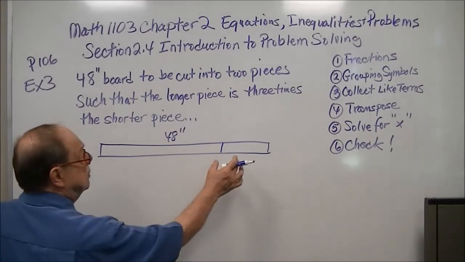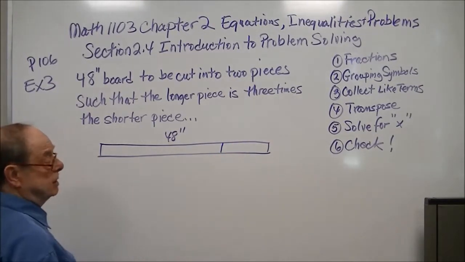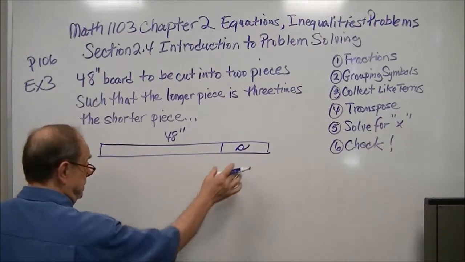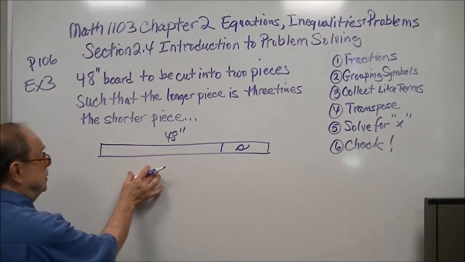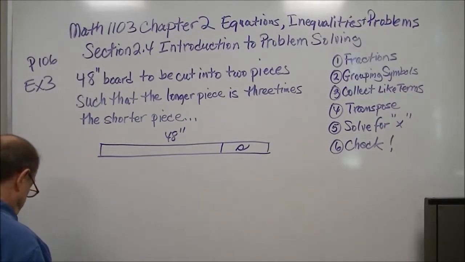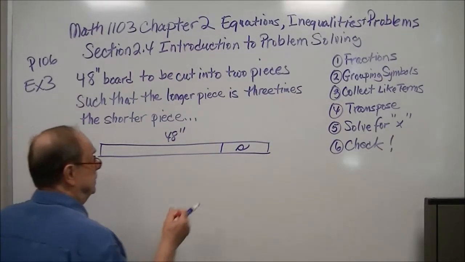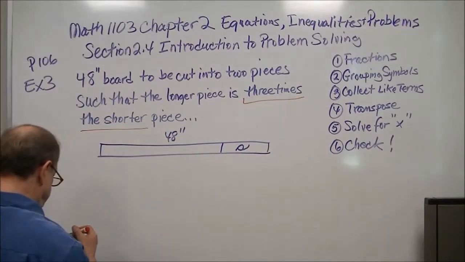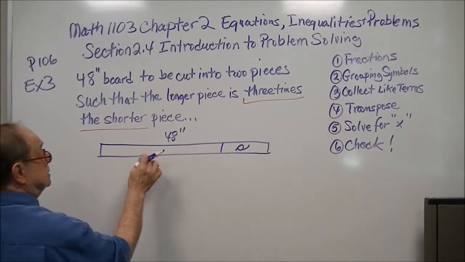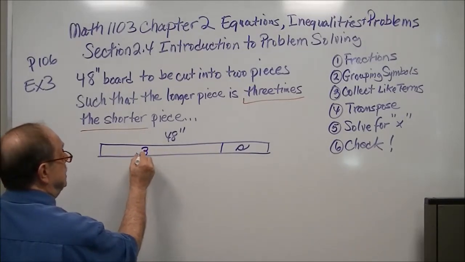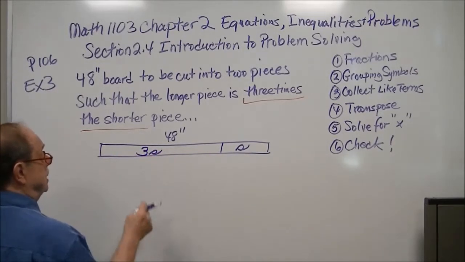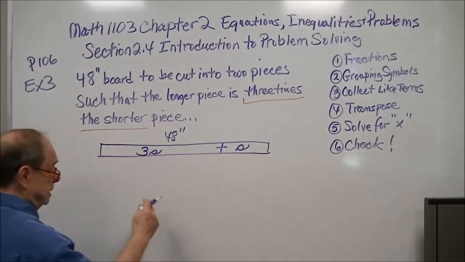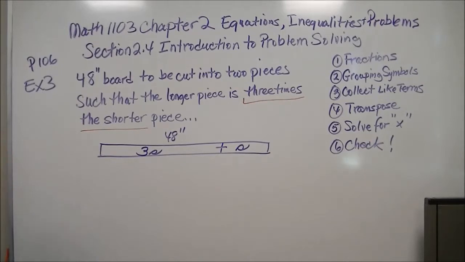Do we know what the short piece is? And the answer is no. So let's use the letter S for the short piece. Now, what do we know then about the long piece? Well, it says it right here. It's 3 times the shorter piece. So this piece we now know is going to be 3s. And we know that 3s + s is going to equal 48.